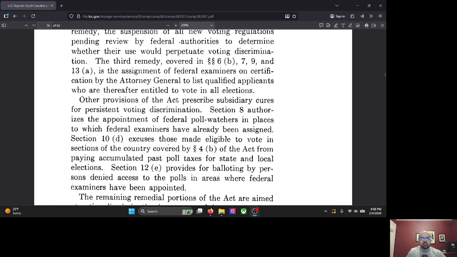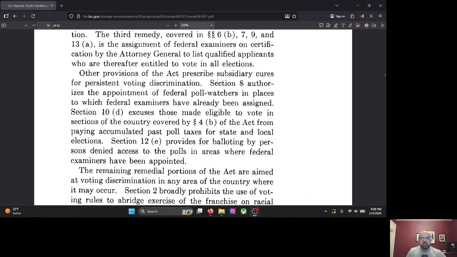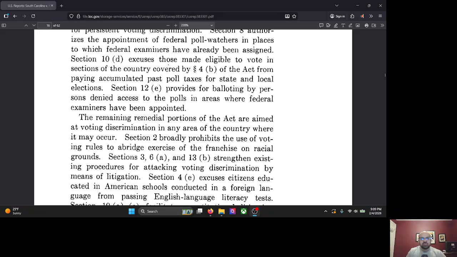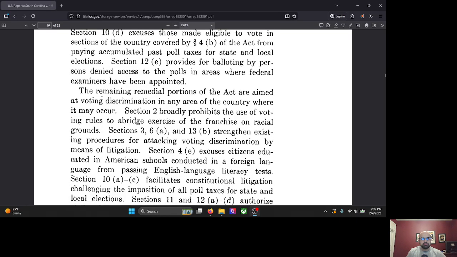Other provisions of the Act prescribe subsidiary cures for persistent voting discrimination. Section 8 authorizes the appointment of federal poll watchers in places to which federal examiners have already been assigned. Section 10D excuses those made eligible to vote in sections of the country covered by subsection 4B of the Act from paying accumulated past poll taxes for state and local elections. Section 12E provides for balloting by persons denied access to the polls in areas where federal examiners have been appointed.